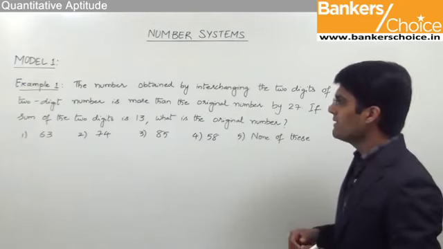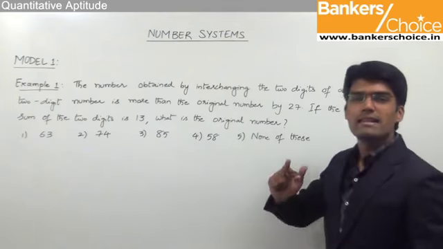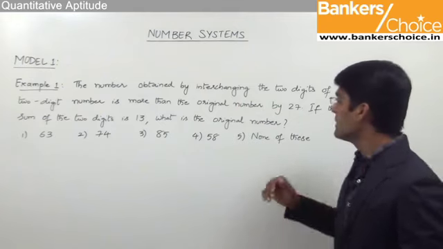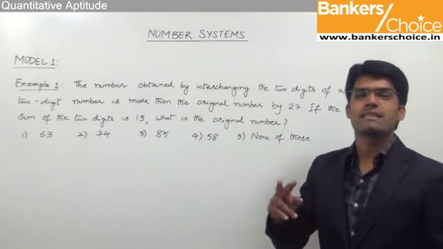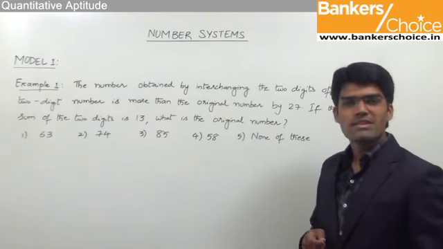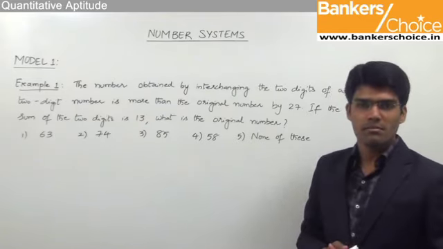So as given in the question, the number obtained by interchanging the two digits of a 2-digit number should be more than the original number by 27, and the sum of the digits must be 13. And from these two conditions we need to find out what is the original number.